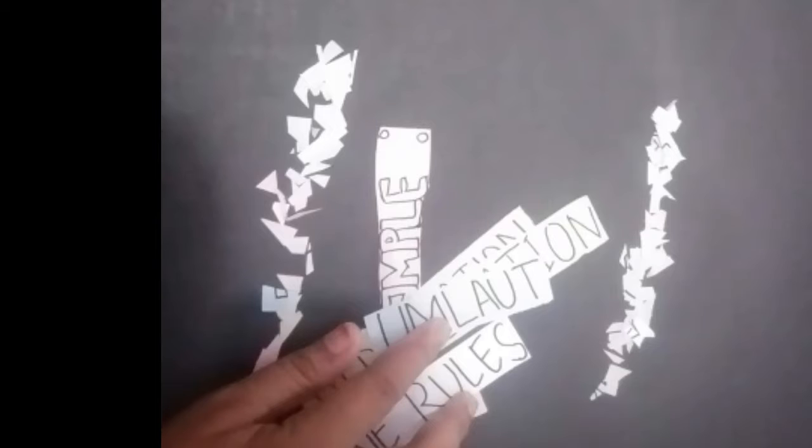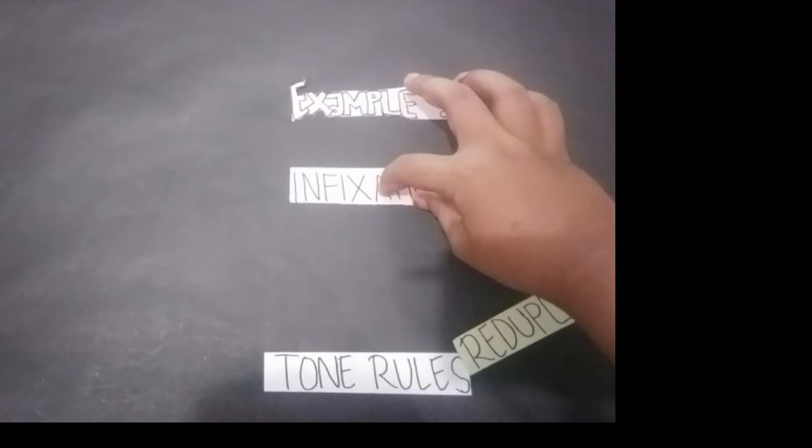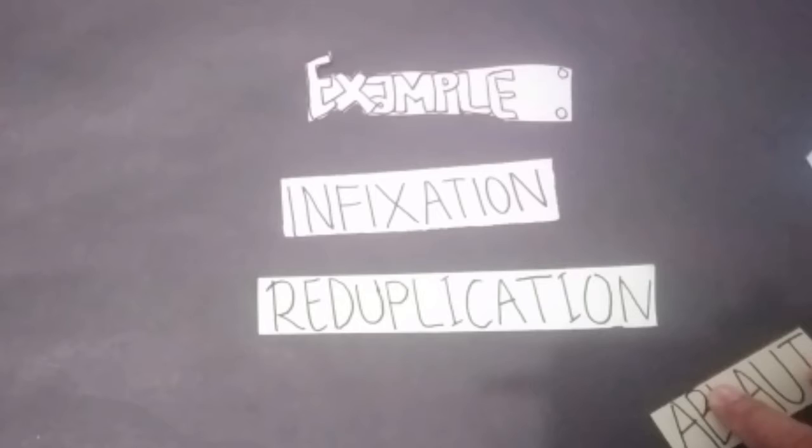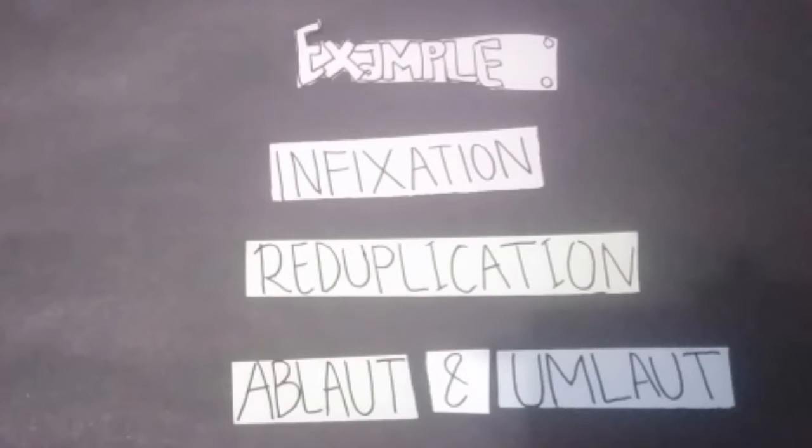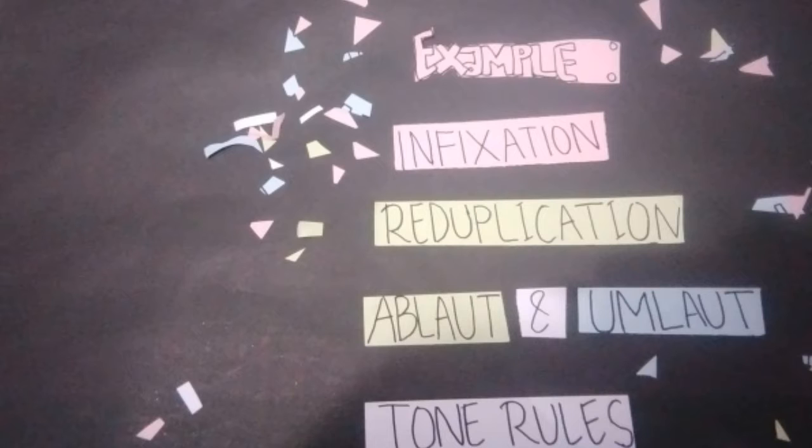Well, I have 4 examples of the morphological processes. First, infixations, and the second is the reduplications, and then the third is ablaut and umlaut, and the last is tone rules.